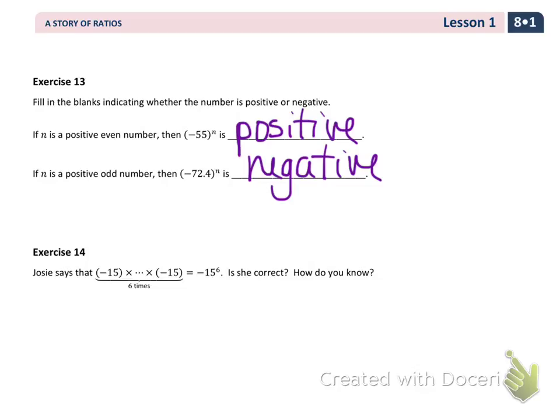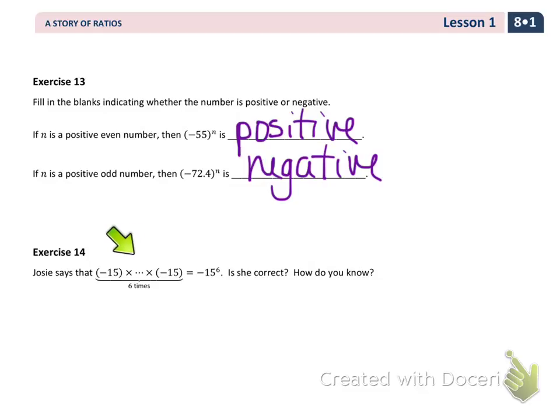All right, let's look at exercise 14. Josie says that -15 times -15, 6 times, is -15 to the 6th. Is she correct? And how do you know? All right, I'm not going to write my answer. I'm just going to say it, but hopefully you have written yours and or typed it into Edpuzzle.